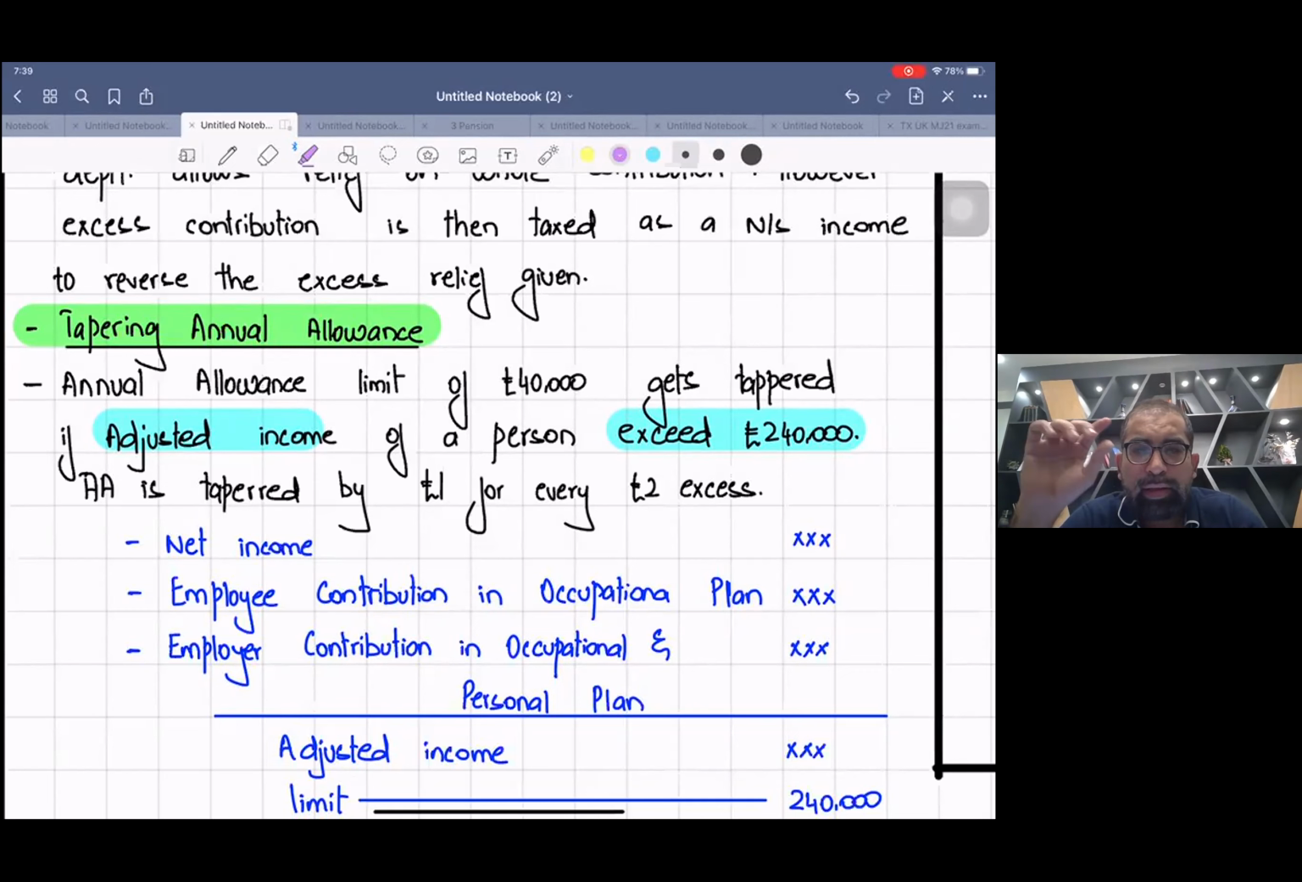Listen, if your AI is greater than 240,000, then you need to reduce your annual allowance by £1 for every £2 of excess. Okay. But yes, there is a limit: you can reduce your annual allowance to a minimum of 4,000. Okay. Now look at here.